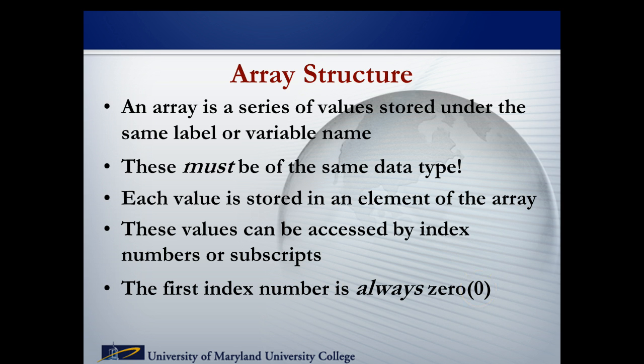So an array is a variable name or identifier, just like we've been using in the past, that stores data in memory. The data is stored sequentially in memory, and every element in that array must be of the same data type. Each piece of data is stored in an element, and that element can be accessed by an index number or a subscript, and we'll see how that works in just a second.